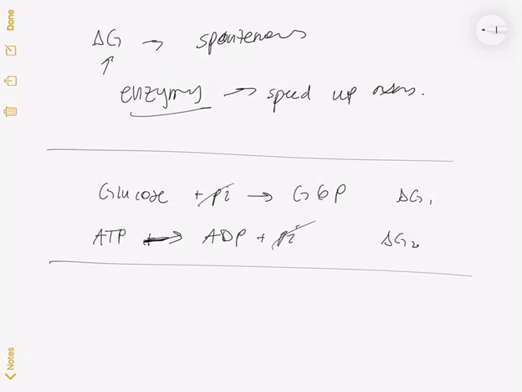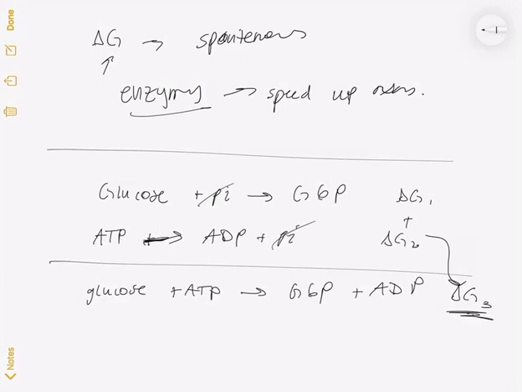And the sum of this chemical reaction is that you end up with glucose plus an ATP molecule, which converts into glucose 6-phosphate plus ADP. And this is delta G3. This should be overall negative for this reaction to occur. So the sum of these two should give an overall negative delta G in order for the reaction to be spontaneous and favorable.